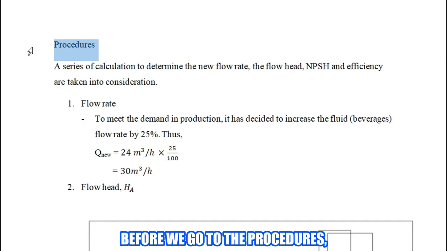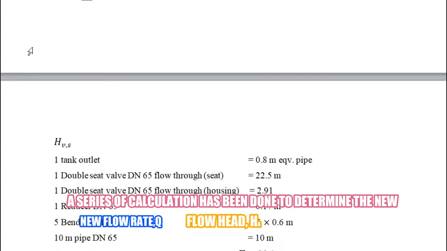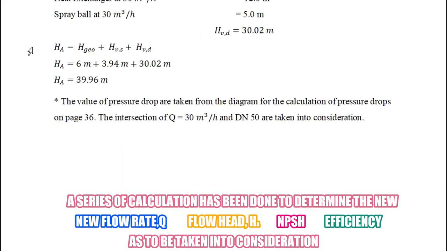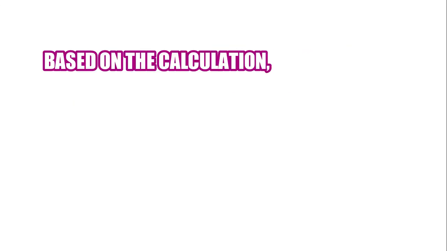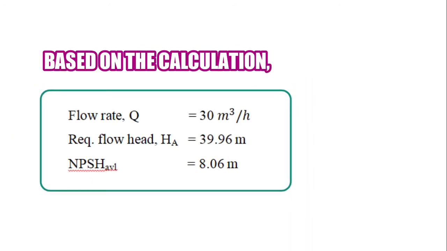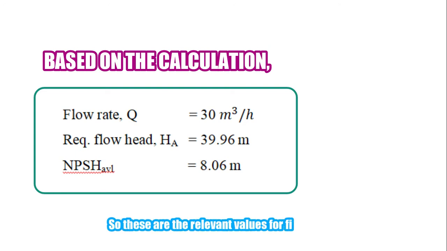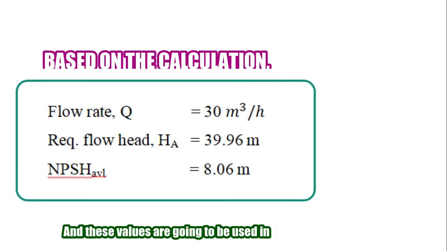Before we go to the selection process, a series of calculations has been done to determine the new flow rate, the flow head, the NPSH, and the efficiency to be taken into consideration. Based on the calculation, the new flow rate that we obtain is 30 meter cube per hour. The required flow head is 39.96 meter and the NPSH is 8.06 meter. These are the values for finding the optimal pump by use of diagrams, and they are going to be used in the selection process.